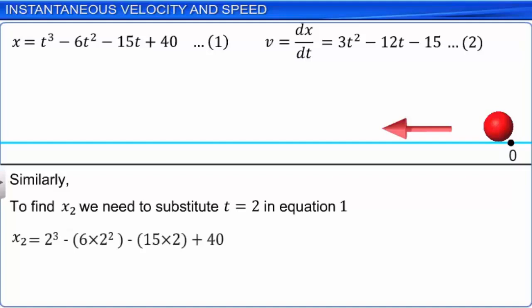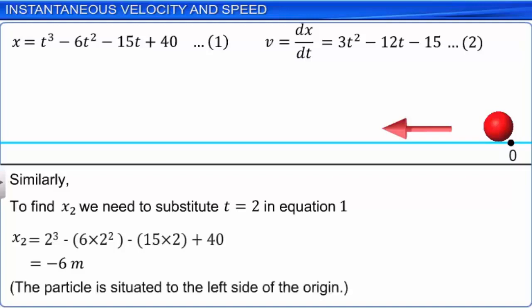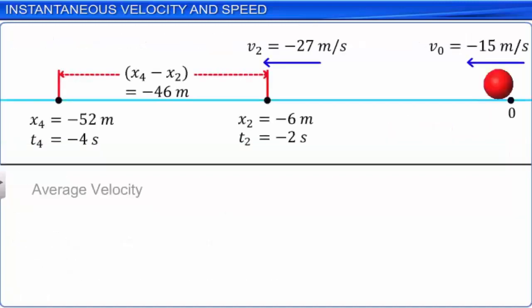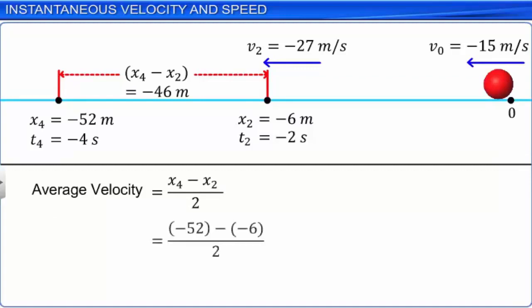Average velocity is equal to x4 minus x2 by 2. Minus 52 minus of minus 6, by 2, is equal to minus 46 by 2, which is equal to minus 23 meters per second. Therefore, the average velocity between t equal to 2 seconds and t equal to 4 seconds is minus 23 meters per second.